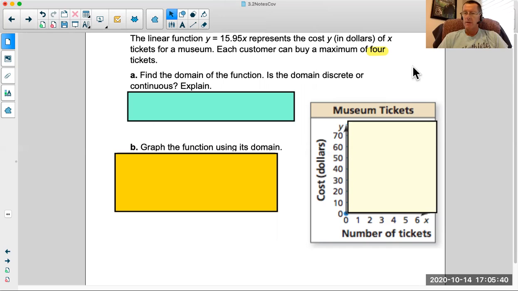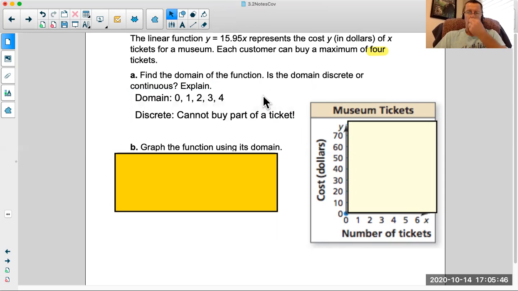I'll give you a hint. Can you buy part of a ticket? No. So what does that mean it is? It's discrete, right? And the domain itself is what? 0. If you decide not to buy a ticket, you think $15.95 is a ripoff for the museum, right? Or you might buy 1, 2, 3, or 4. But can you buy 5? No, you can't. And you can't buy part of a ticket.